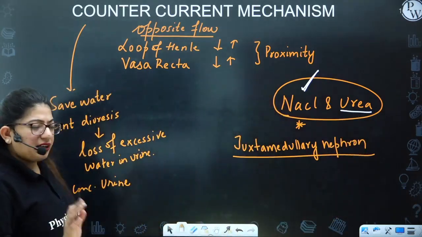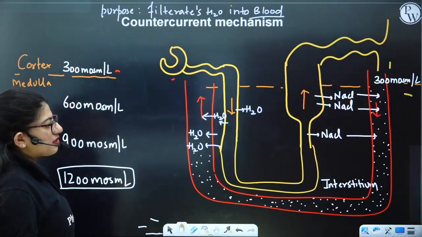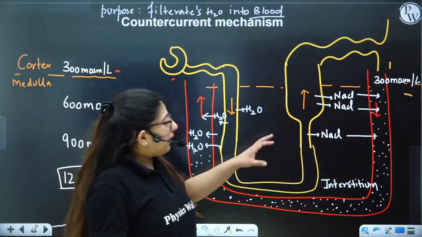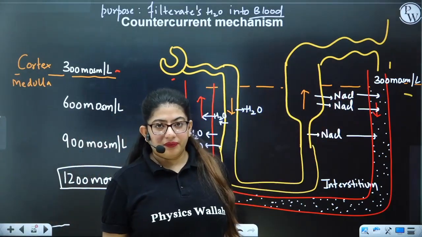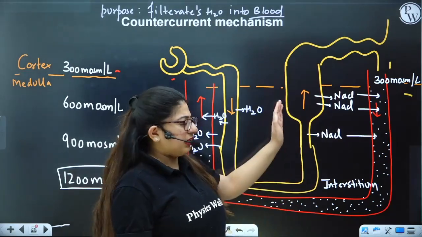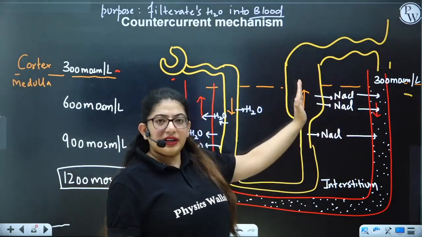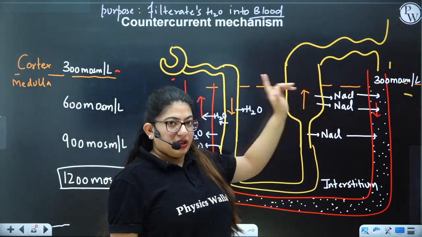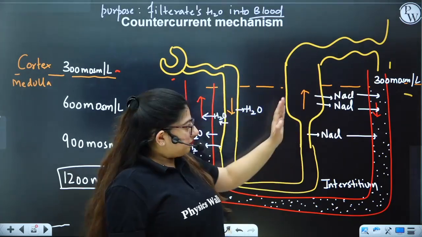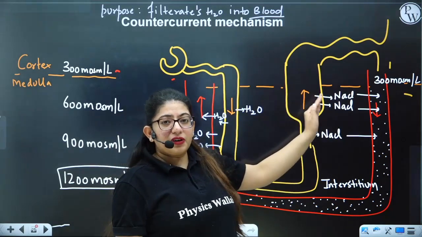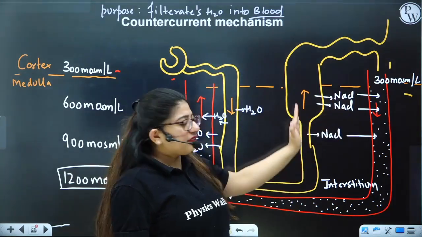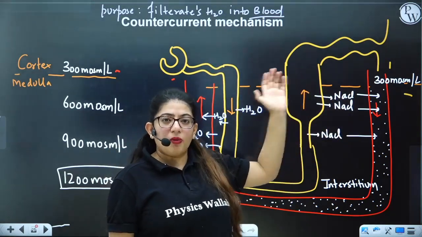Have I explained anything about urea yet? No. Let's see what its role is. When the ascending limb of the loop of Henle has withdrawn all its salt, the osmolarity here will decrease. Got it? Listen to me very carefully. If the loop of Henle is withdrawing all its salt, its osmolarity will decrease. As a result, this has to stop at some point.